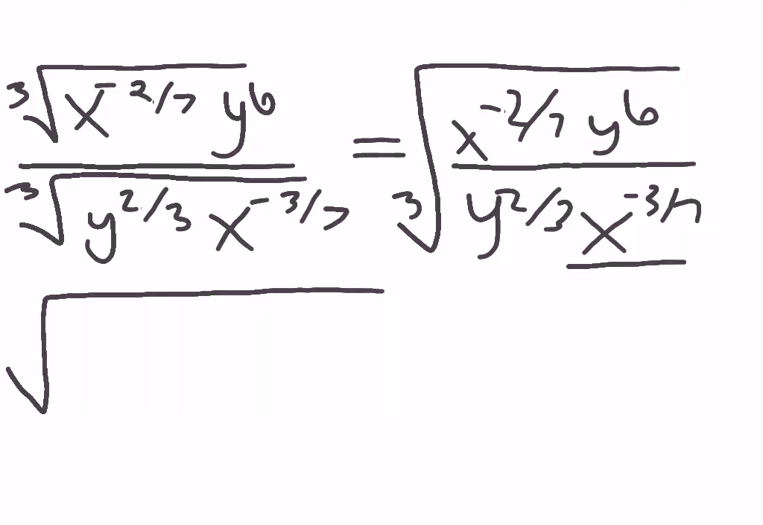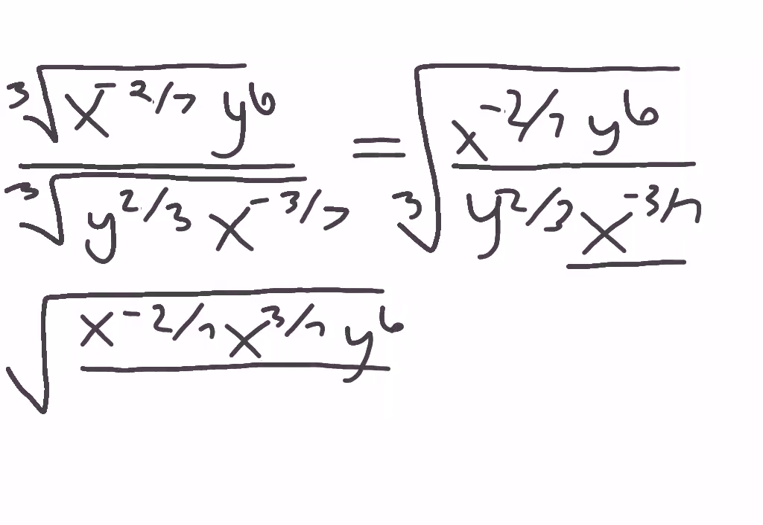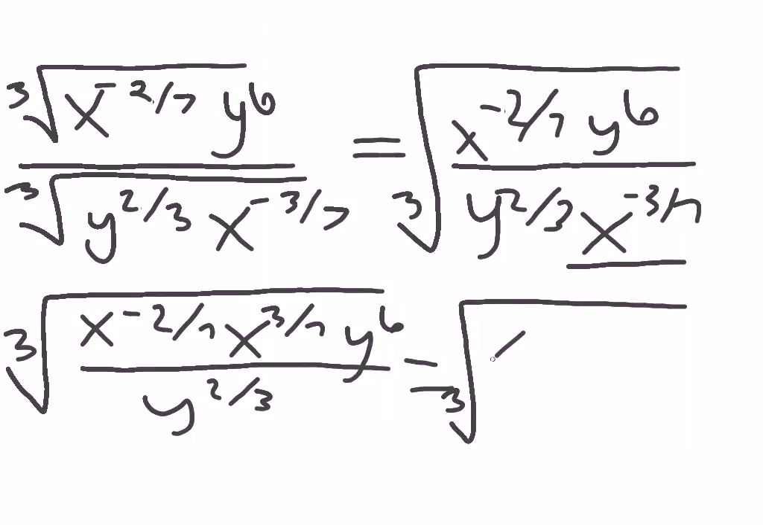So I got the cubed root now of x to the negative 2/7, x to the 3/7, y to the 6th, all over, that is a cubed root, y to the 2/3. And that comes down to, well, x to the negative 2/7 times x to the 3/7 is just x to the 1/7 because I add my exponents. So that's the cubed root of x to the 1/7.